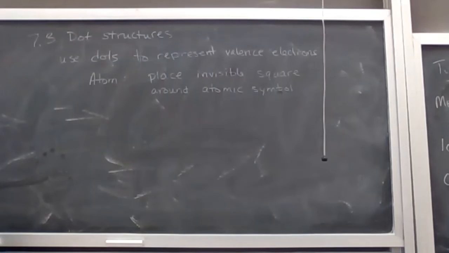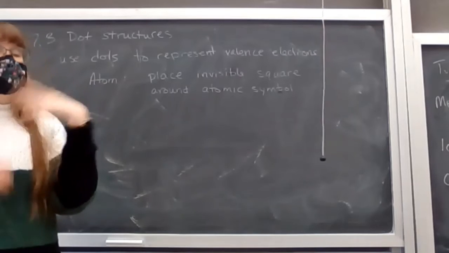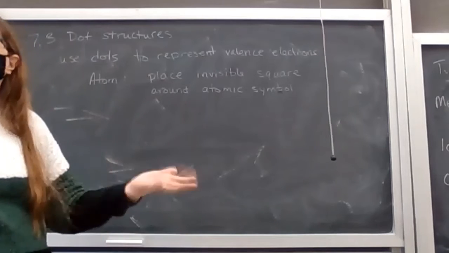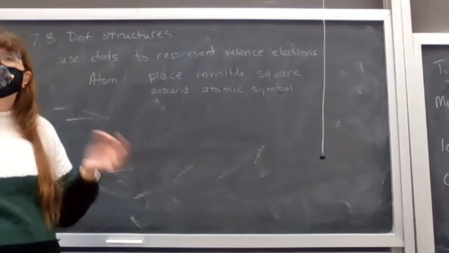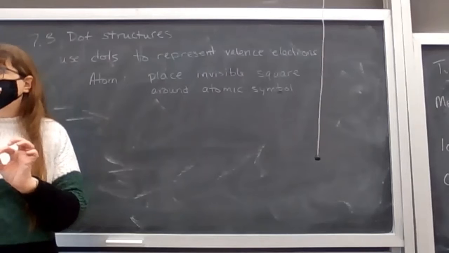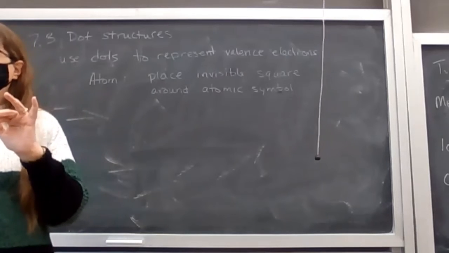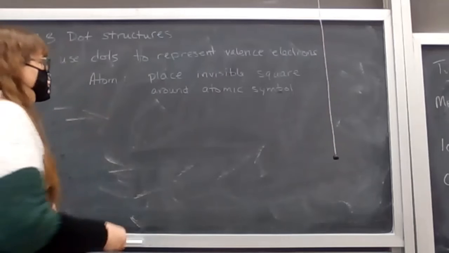Then we're going to place one dot for each valence electron, but each dot is going to go on a different side. Now, it doesn't matter where we start. It doesn't matter which sides have dots, but we're going to put each dot on a different side until we've used all four sides of the square. Once we have 4 dots, then we can start pairing up, okay?